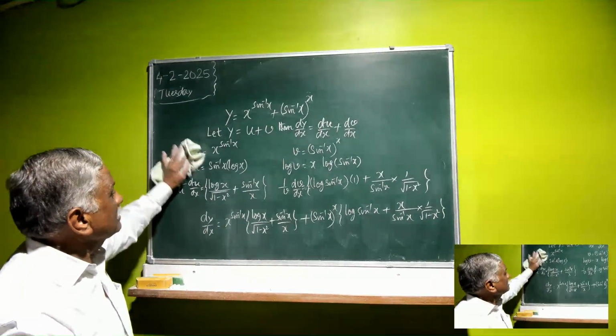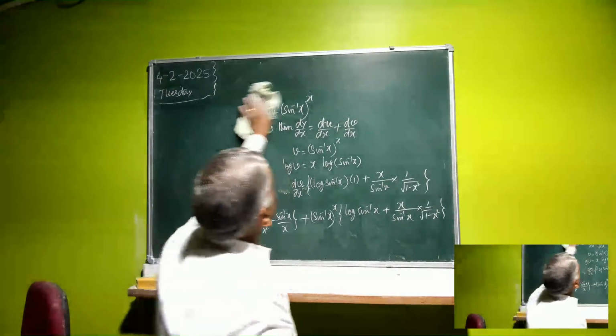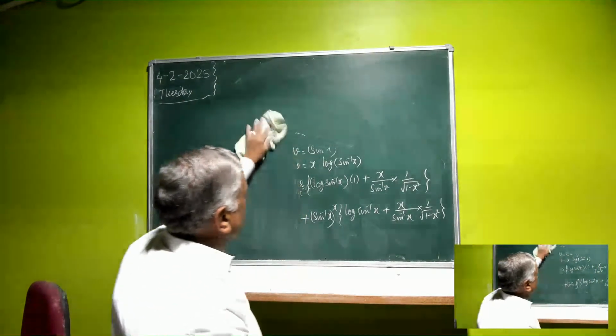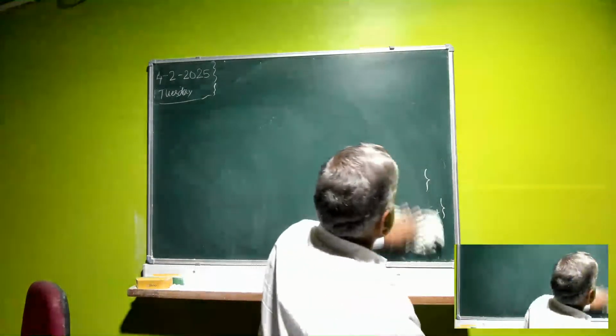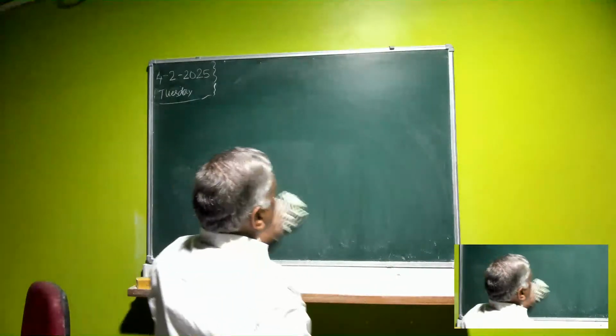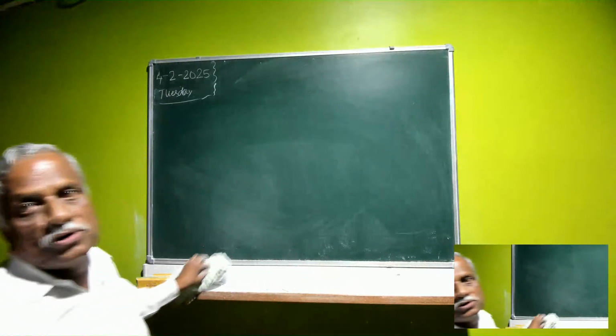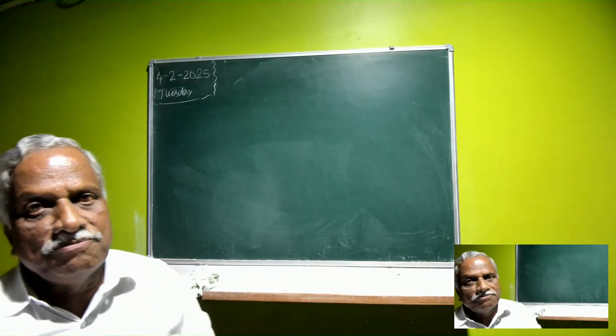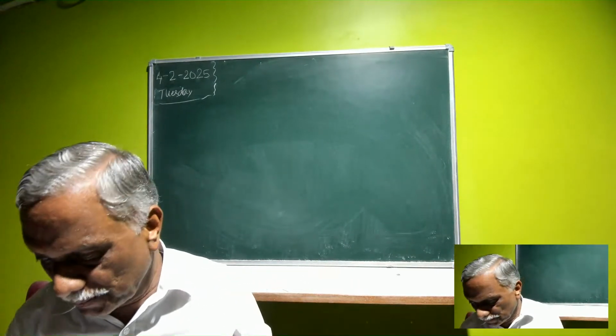Let's move on to the next type of problem. Here they can give any function, tan x to the power of 40, whatever it is. Procedure is same. What is the minimum requirement for you? You should know the logarithmic laws and basic derivatives and chain rule.